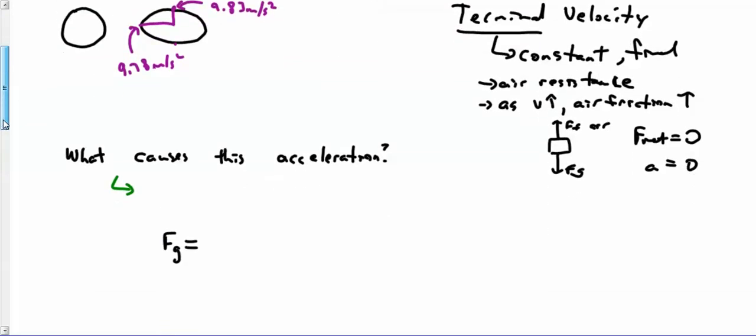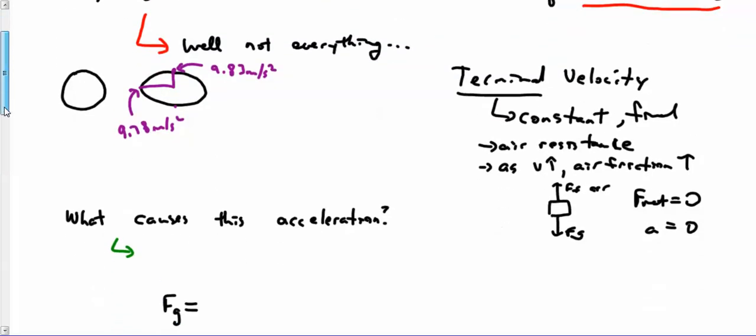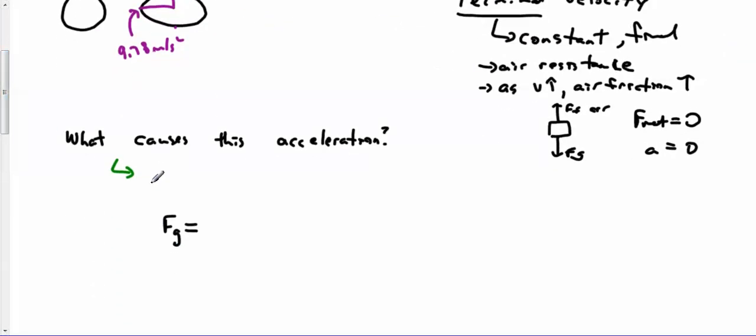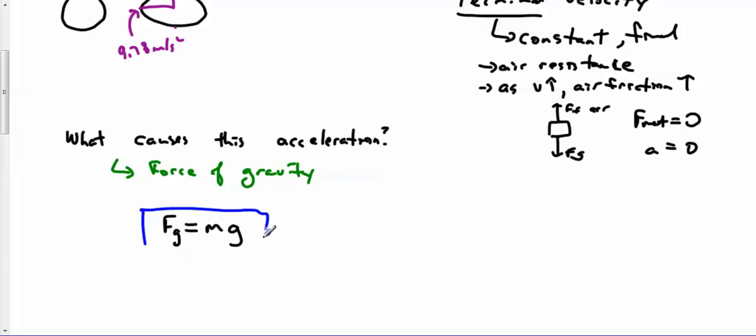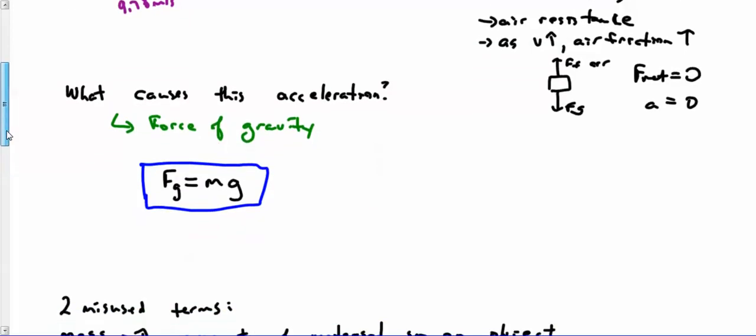So what's causing this acceleration of 9.8 meters per second squared down? It would be the force of gravity. And we have touched on this. Force of gravity is equal to mass times this acceleration due to gravity, 9.8 meters per second squared. And we'll have lots of opportunities to practice using that simple formula while in class.